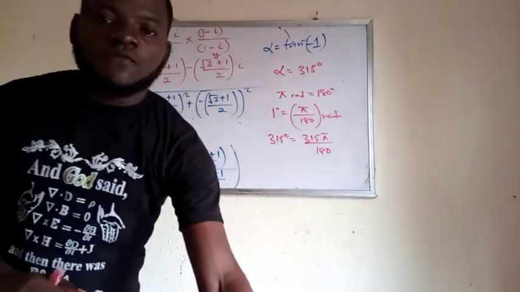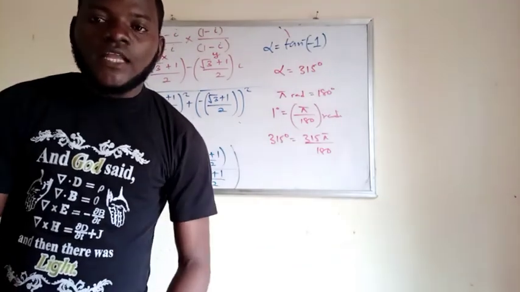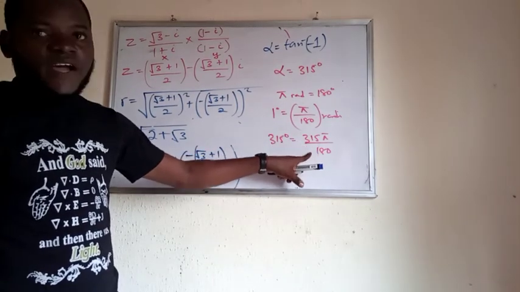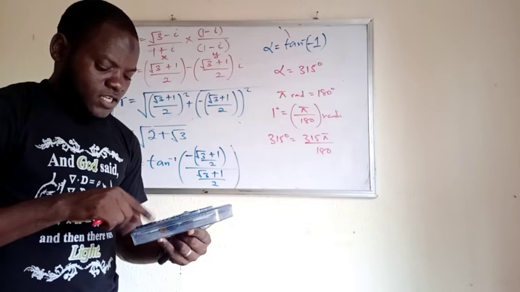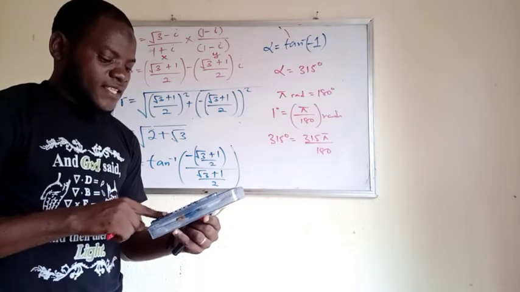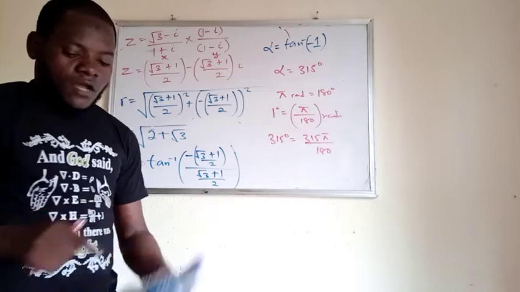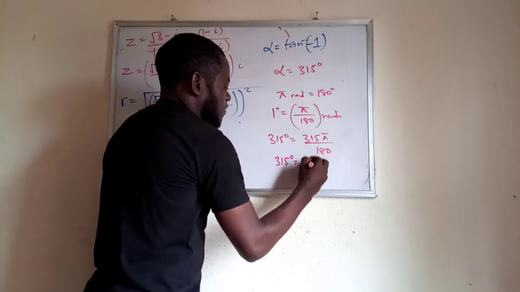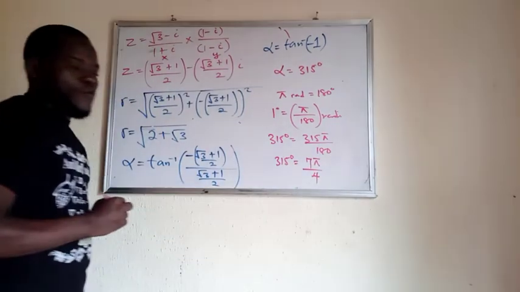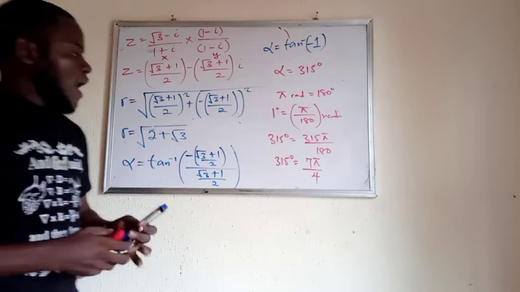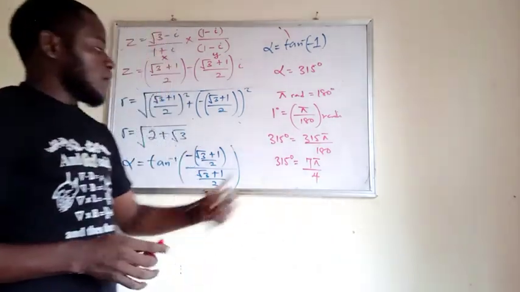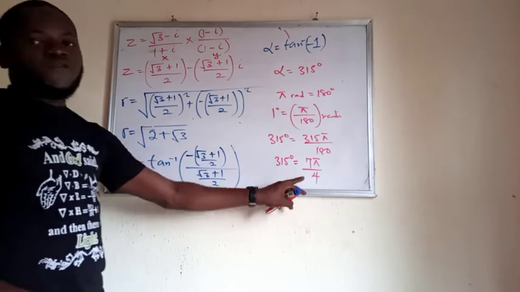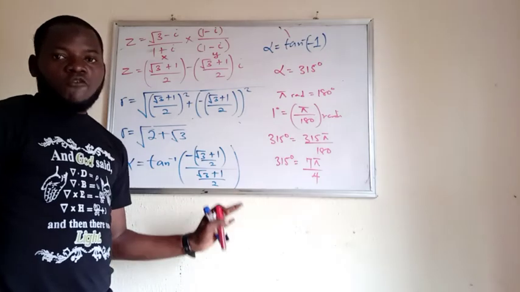Okay, let me quickly punch my calculator and see what the value will look like. That is, 315 divided by 180. So I'll be having 7 over 4. Hence, 315 degrees is equivalent to 7 pi all over 4. So I have 7 pi over 4 to be my alpha. Now I've determined the value of r, and I've determined the value of alpha. Then we can go on. Are we following?